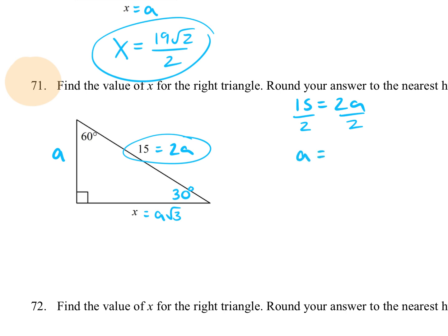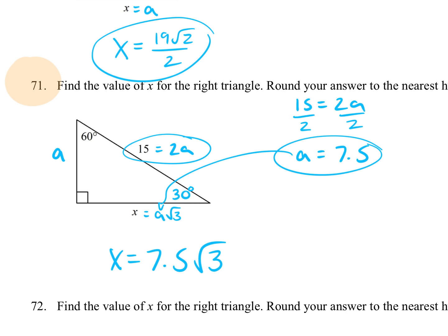I think this was the same question that was on the test. A lot of people put 7.5, which is fine also. When we plug in a into the equation with x, we get x is equal to 7.5 square root 3. Or you could say 15 square root 3 over 2. Either way would work.